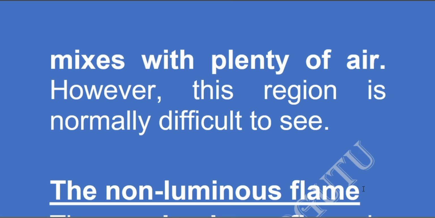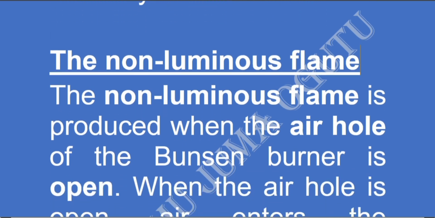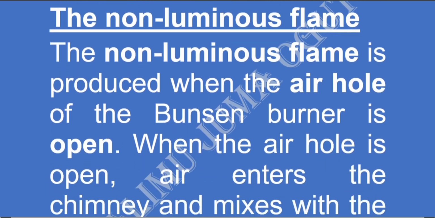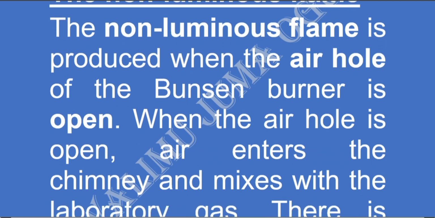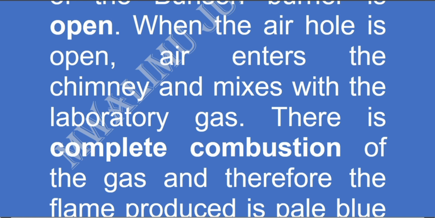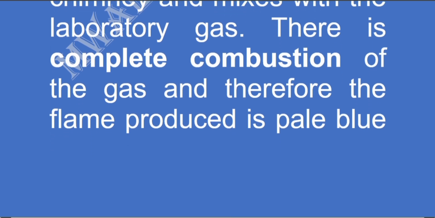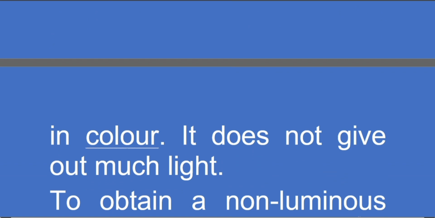Now let's look at the non-luminous flame. This is another type of flame produced by the Bunsen burner. Remember, I said the luminous flame is produced when the air hole is closed. So the non-luminous flame is produced when the air hole of the Bunsen burner is open. When the air hole is open, air enters the chimney and mixes with the laboratory gas. There is complete combustion of the gas, and therefore the flame produced is pale blue in color.